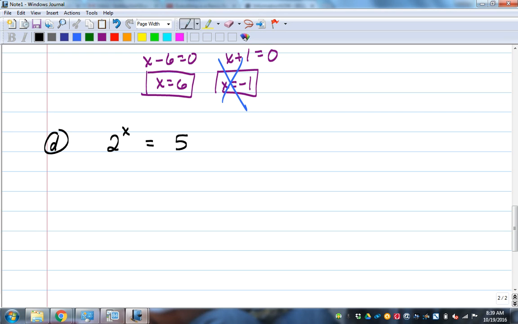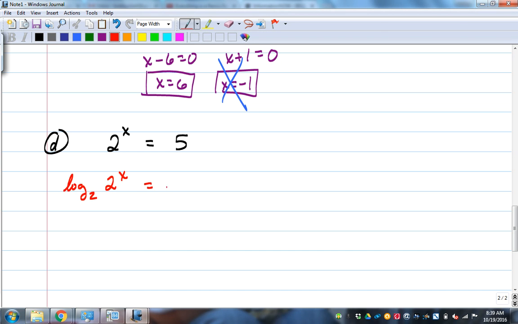Real easy. But it's not. It's a 5. 5 is not really nice to do 2 to a power to get it. If it's a 4, it's 2 squared, but it's a 5, so it's messed up. So what we need to do is be able to get that x out of the exponent area. So what we want to do is cancel out this base of 2. So what log would cancel out a 2 as the base? Log base 2, yeah.